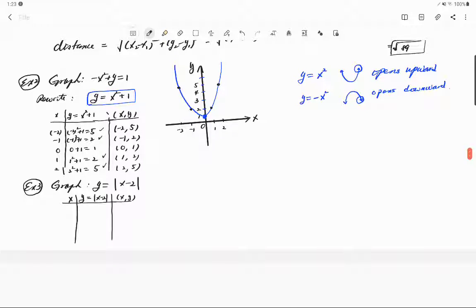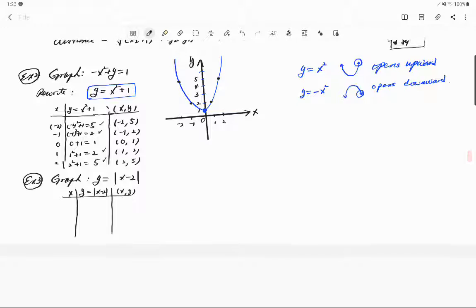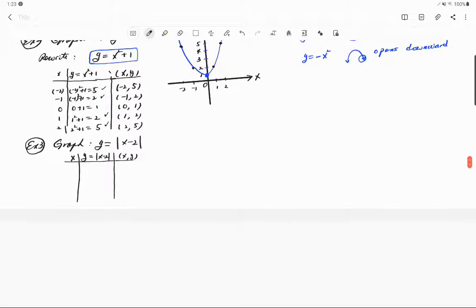Okay, I re-graphed example 2. When x equals 0, y equals 1, x equals 1, then y equals 2, and so on. So the graph looks like this. Okay, the next question is the graph of an absolute value equation.